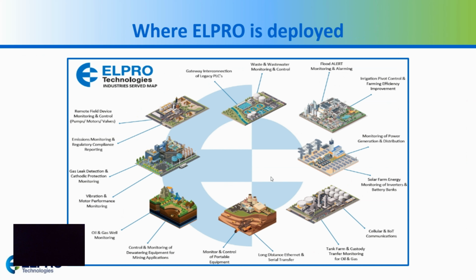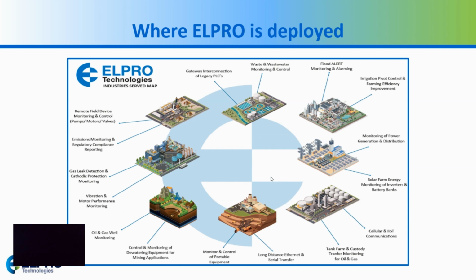So, as in deployments, we are in water wastewater. We do have products that communicate a protocol called Alert 2. It's more geared for monitoring and just reading in information from disaster applications.